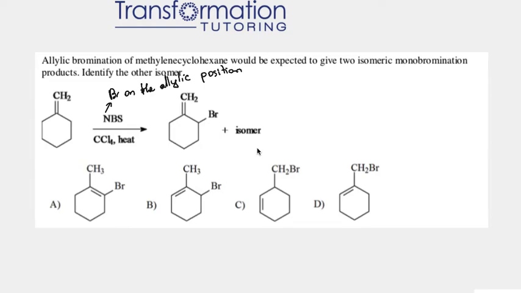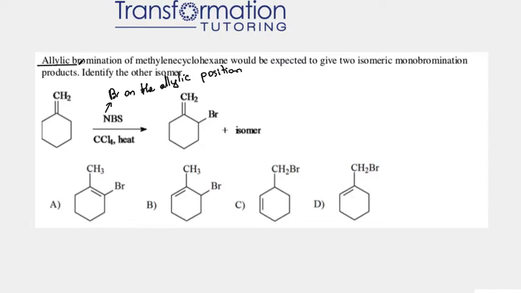Allylic bromination of methylenecyclohexane would be expected to give two isomeric monobromination products. Identify the other isomer. First of all, what we can see here is our reagent is NBS, and what NBS does is it's a radical reaction that places bromine on the allylic position. They actually gave a hint in this question.